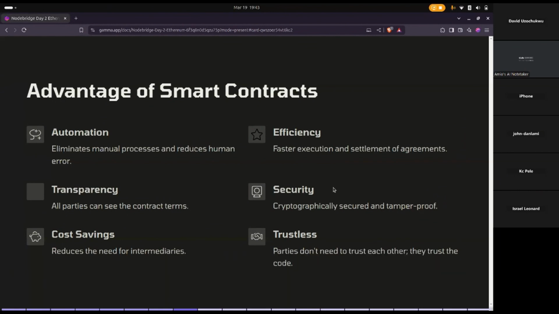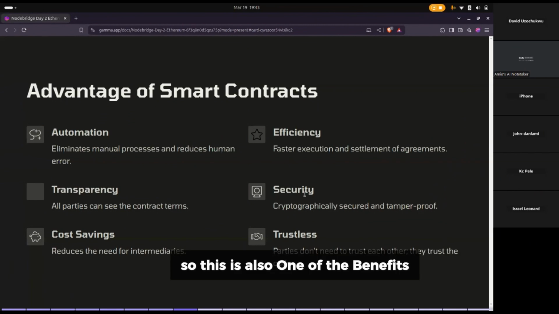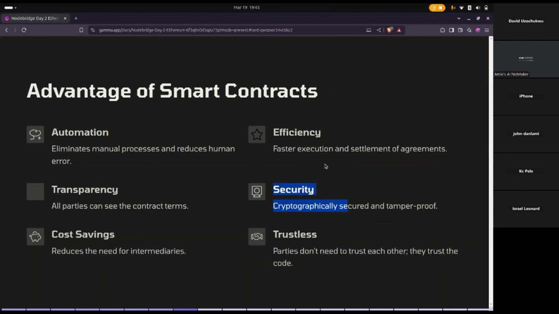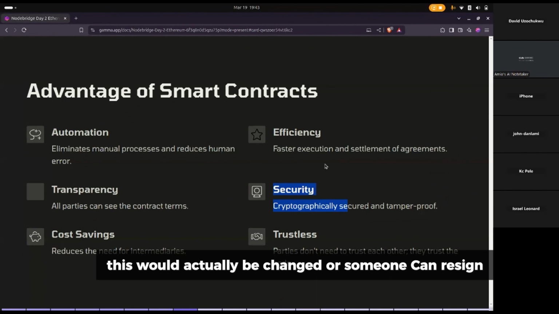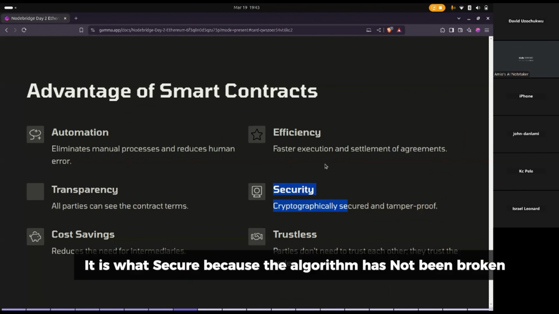Security: cryptographically secured and tamper proof. This is also one of the benefits, where you get to see that it cannot be changed, because of the algorithm that was used. Probably you signed a transaction, you don't need to be scared that this would actually be changed, or someone can resign what I've already signed. Now it is secure, because the algorithm has not been broken.